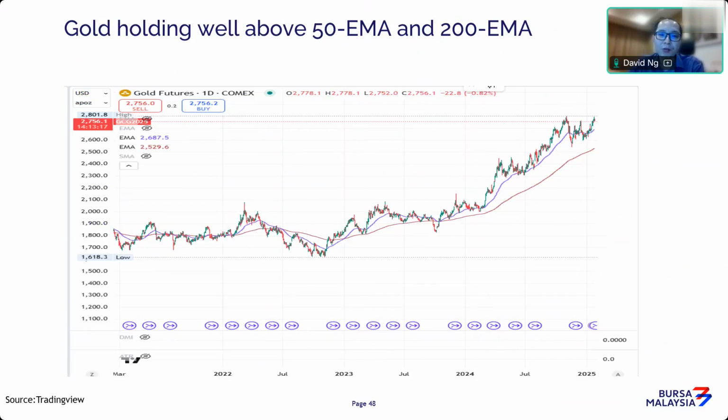Now, if you just look at gold in general, how gold has been performing, generally I think gold performance has actually been quite strong, in the sense that you can see candles are both above the 50 and 200 period EMAs. That tells you generally the market is on an uptrend and still on an uptrend.